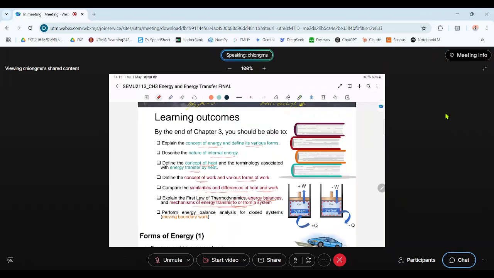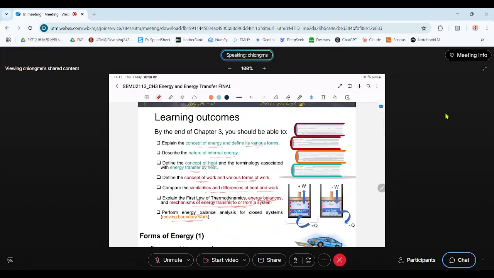And the most important part, of course, based on the first law of thermodynamics, is that the energy has to be balanced. At the end of the day, it cannot just go missing. As simple as that.